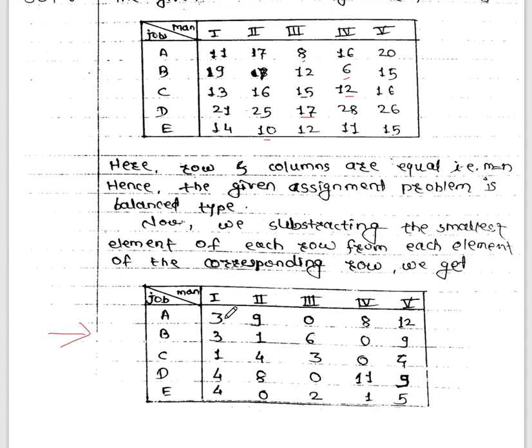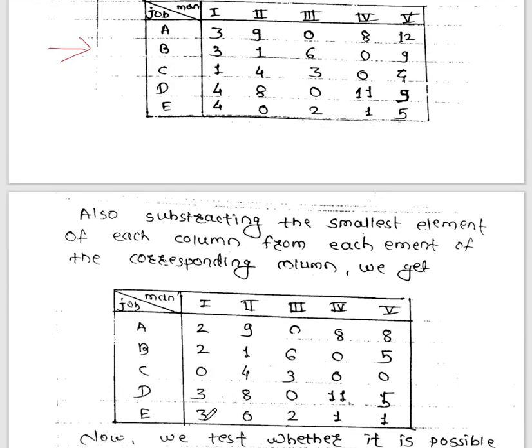Okay, so in the first column 1 is the smallest element, so subtracting from each element we will get 2, 2, 0, 3. In the second column there is already a 0, so that means we can take 0 as the smallest number, and there is no change in the second column. In the third column there is a 0, so therefore we can skip that. In the fourth column there is already a 0, and in the last column there is no 0, so select the smallest element, that is 4, and subtract from each element we will get 8, 5, 0, 4, 1.